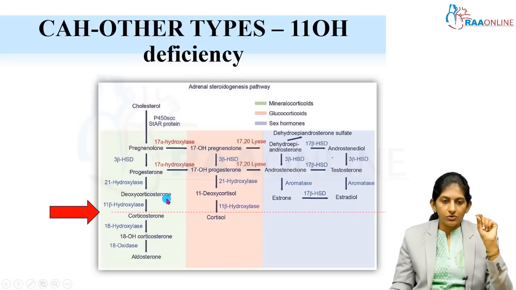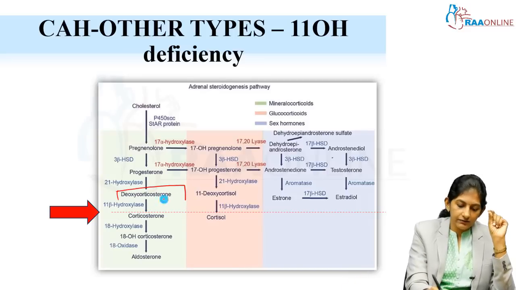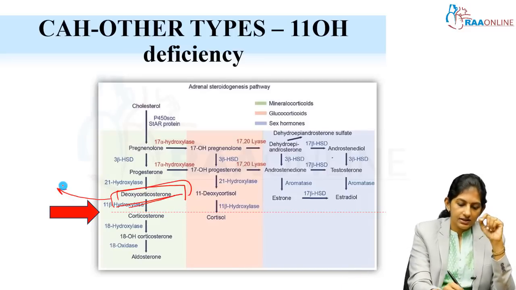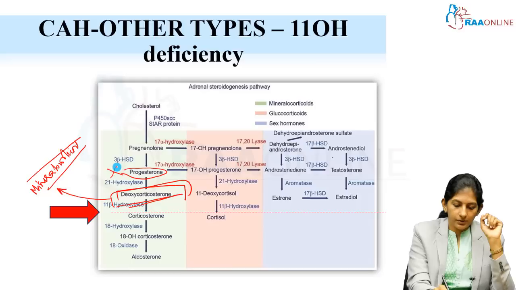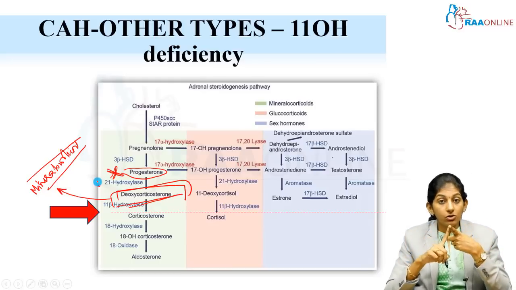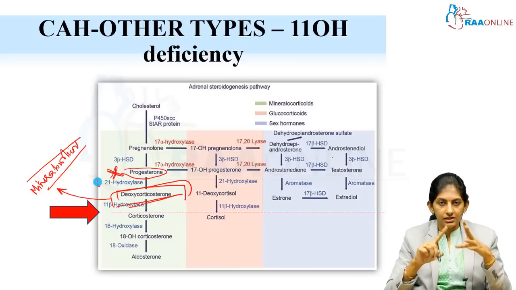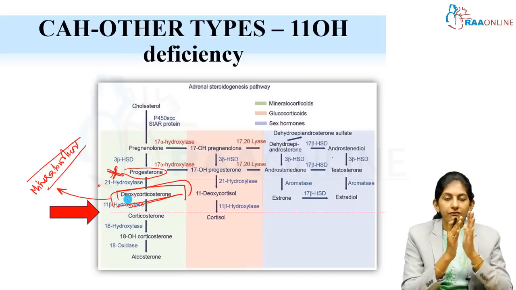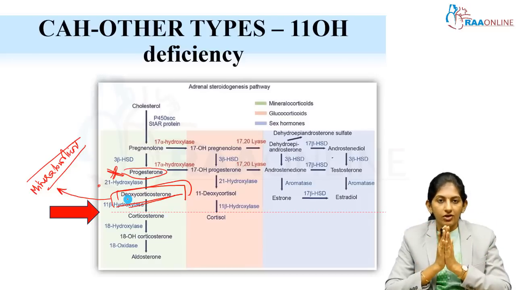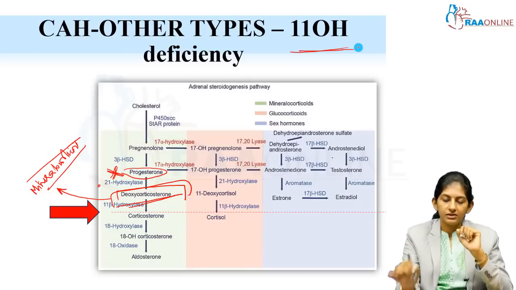So, the deoxycorticosterone is not converted to corticosterone, but still we have this, right? This has some amount of mineralocorticoid activity, whereas progesterone has no mineralocorticoid activity. That's why in 21-hydroxylase we have both mineralocorticoid and glucocorticoid deficiency. Here, this deoxycorticosterone will still have some mineralocorticoid activity. So, we do not have a mineralocorticoid deficiency in this subtype.